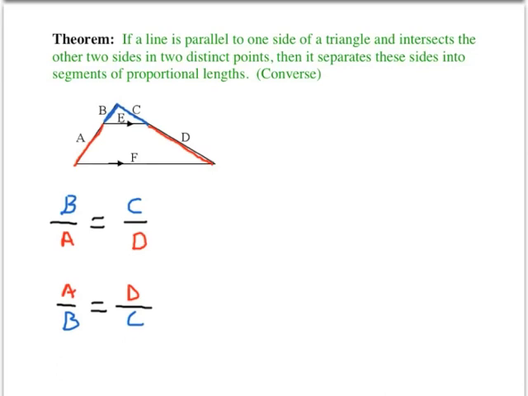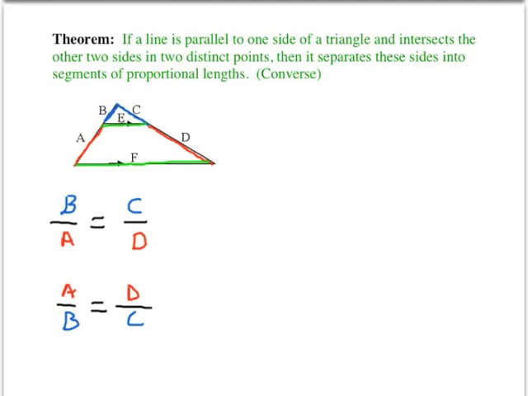So this theorem is very particular in saying that it separates these sides into proportional parts. In other words, it separates the two sides that are cut. So this length and that length are cut into proportional parts. It does not say anything about the other lengths. I'll color them green. So this theorem does not give us any information about E and F.